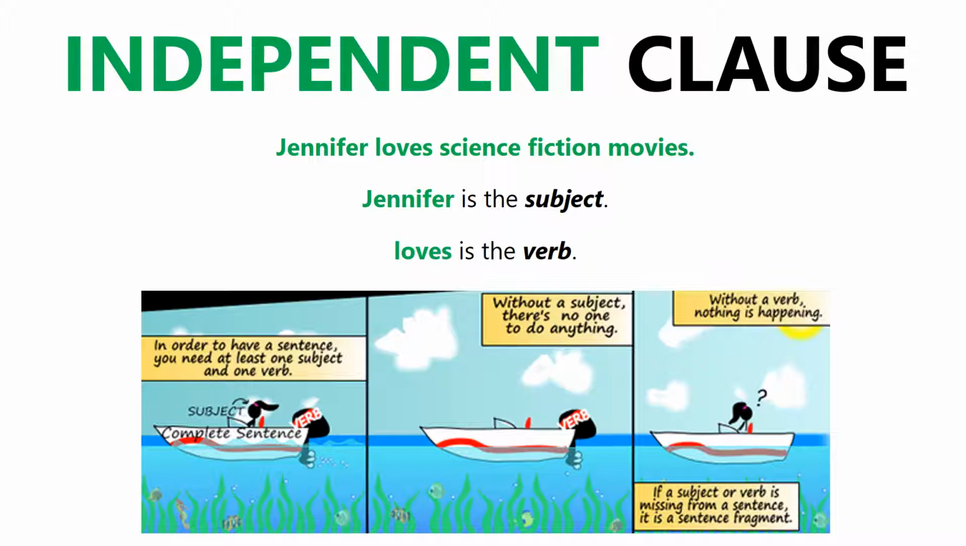So, you might be asking yourself, what is an independent clause? Well, it's a clause for starters. A clause is a subject and a verb. The subject tells us who or what is doing the action, and the verb tells us what the action is. In our example here, Jennifer loves science fiction movies. Jennifer is the subject. She's the one doing the action. And loves is the verb. Loves is the action. So we put those two together, and we have the independent clause, Jennifer loves. Now we have some extra words, science fiction movies, that give some information about what Jennifer loves. But grammatically, the heart of this clause is Jennifer loves.